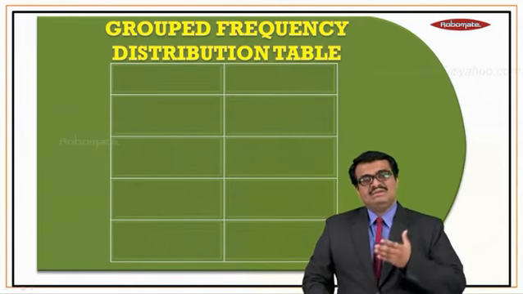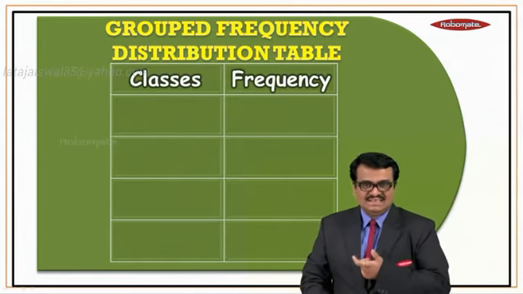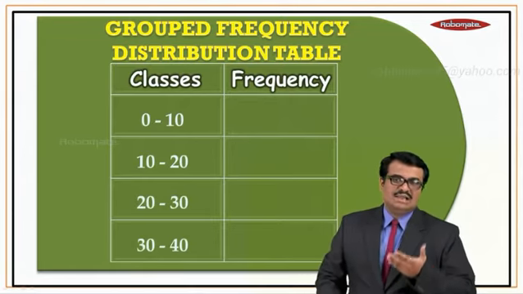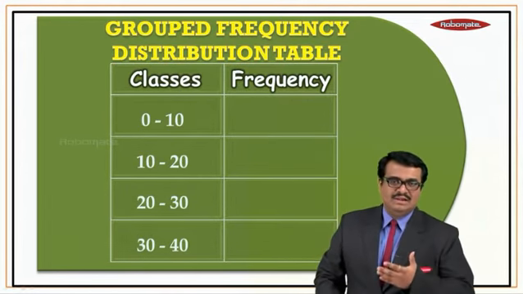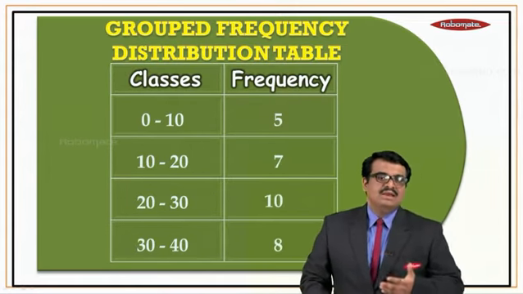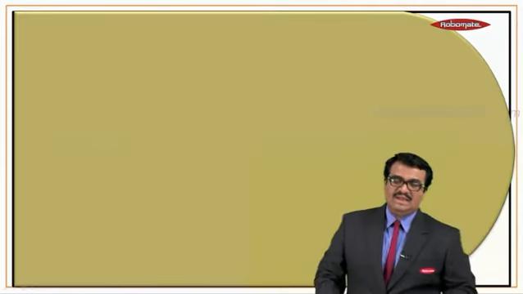Now, in this grouped frequency distribution table, what is given to you? Always two things will be given. One is classes and the second is frequency. Okay, classes, this is how classes look, 0 to 10, 10 to 20, 20 to 30 and so on. And frequencies, they will be given like this. Okay, and then several questions will be asked to you based on this table, right?